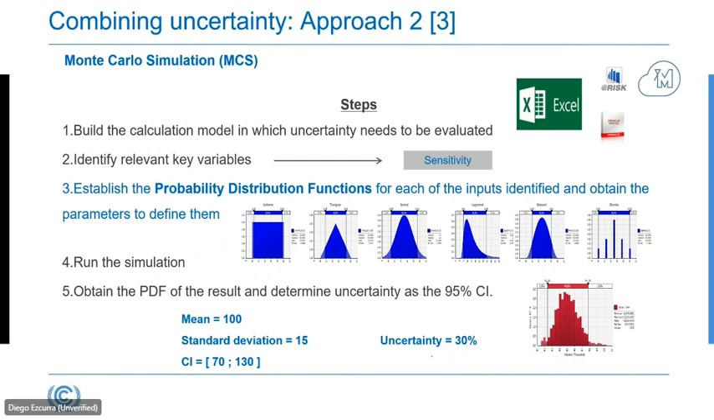Just in case, this would be 15, the standard deviation, multiplied in reality by 1.96. It's around 2. And we divide it by the mean value. So that gives us approximately 30% of variation in our GHG inventories when we consider the variation in all the input parameters we decided to simulate. So that's the idea of the Monte Carlo simulation, and that's how it works.